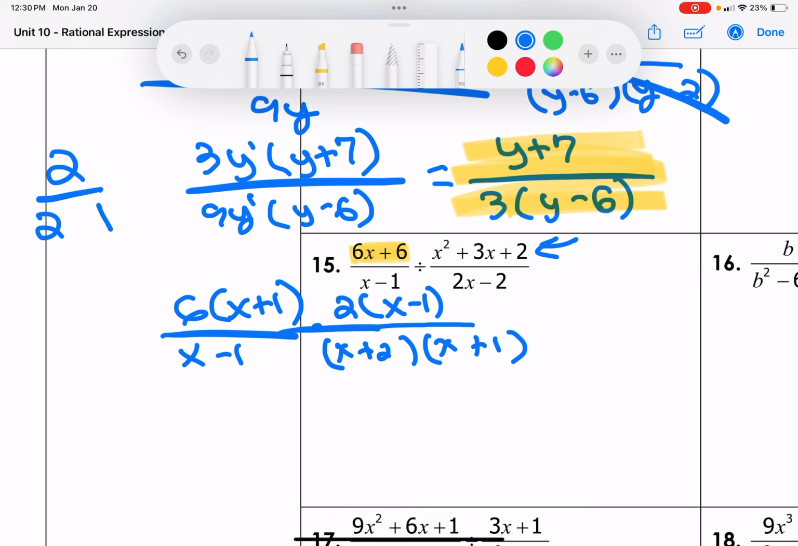And again, let's just go across. Now let's start canceling what we got. So I have x minus 1, that cancels. X plus 1, that cancels. So now I have, looks like 6 times 2, that's going to be a 12 over x plus 2. And that should be my final answer.